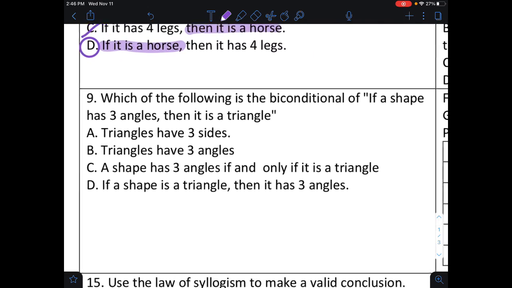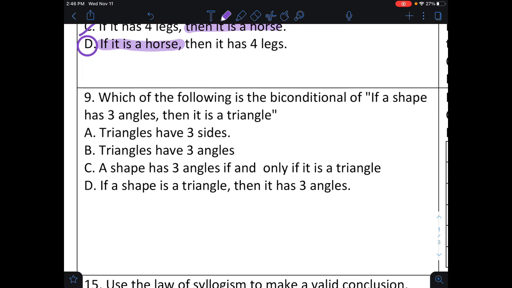Number 9, which of the following is the biconditional of if a shape has three angles, then it is a triangle? All right, so this one, we're actually looking for the biconditional. So again, we're looking for if and only if. All right, triangles have three sides. Nope, that doesn't say if and only if. Neither does this one. A shape has three angles if and only if it is a triangle. Yep, that one looks right. And this one says if then, so that's not it. So C is the only one that is a biconditional.